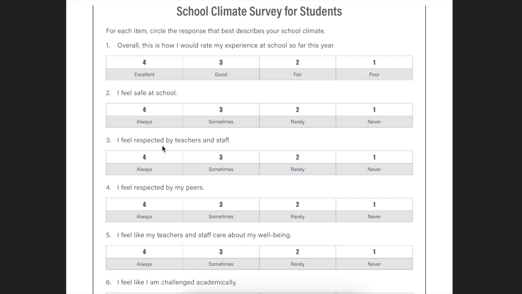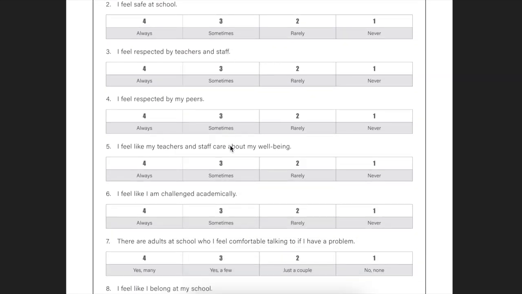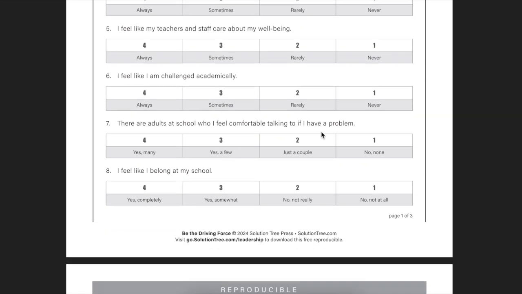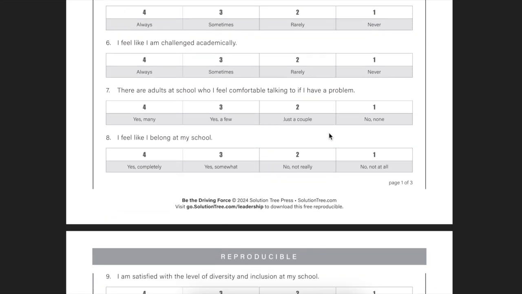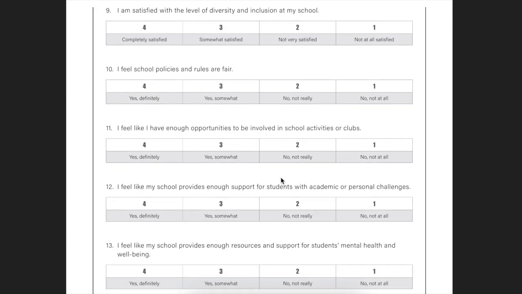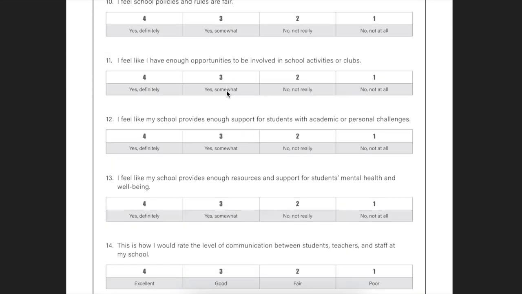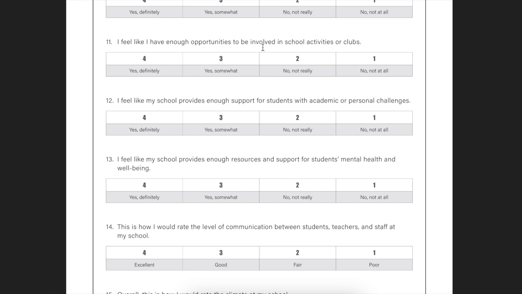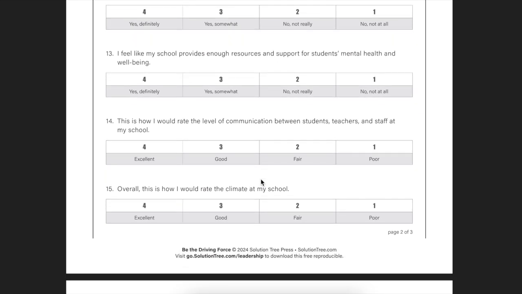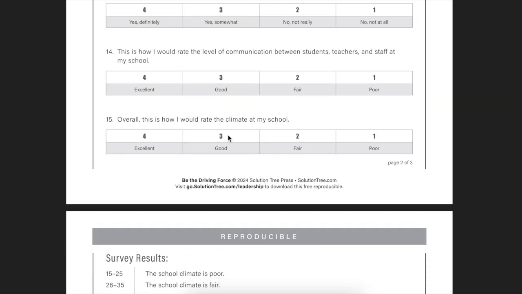Feeling safe, respected by teachers and staff, by peers. People care about my well-being. I'm challenged academically. They're adults I feel comfortable talking to if I have a problem. Sense of belonging, satisfied with diversity and inclusion, feeling like the policies and rules are fair. Opportunities for involvement, support when there's challenges, resources and support for mental health and well-being specifically. Rating communication between students and adults, and then rating the climate.